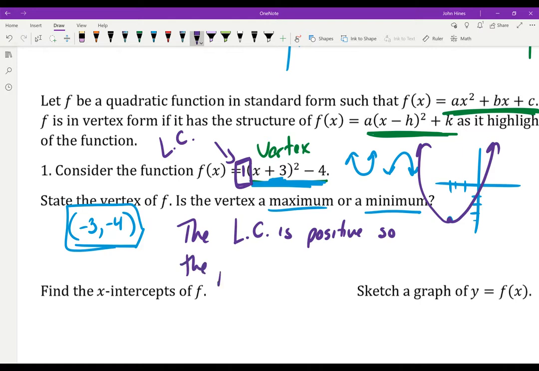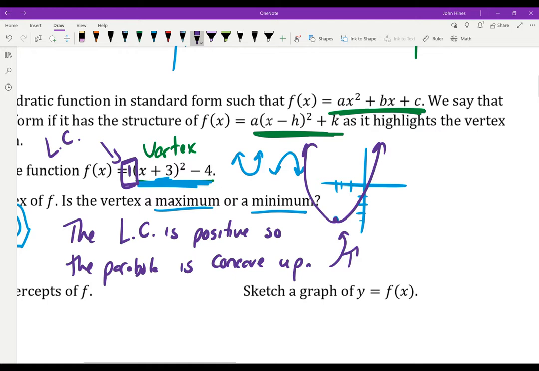So the parabola is concave up. I have a concave up parabola here. Therefore, this vertex is a minimum. It's at the bottom of the valley. The vertex is a minimum.